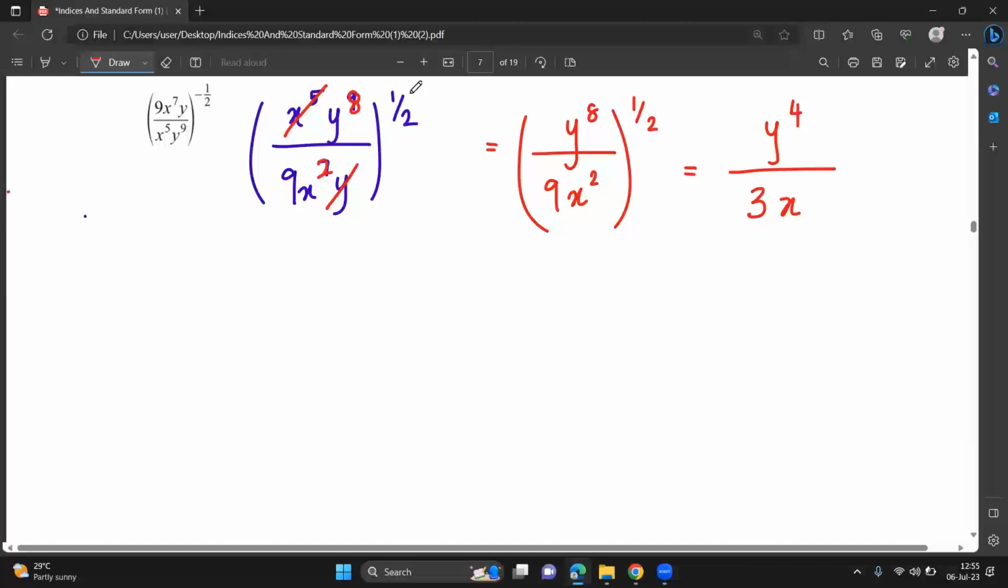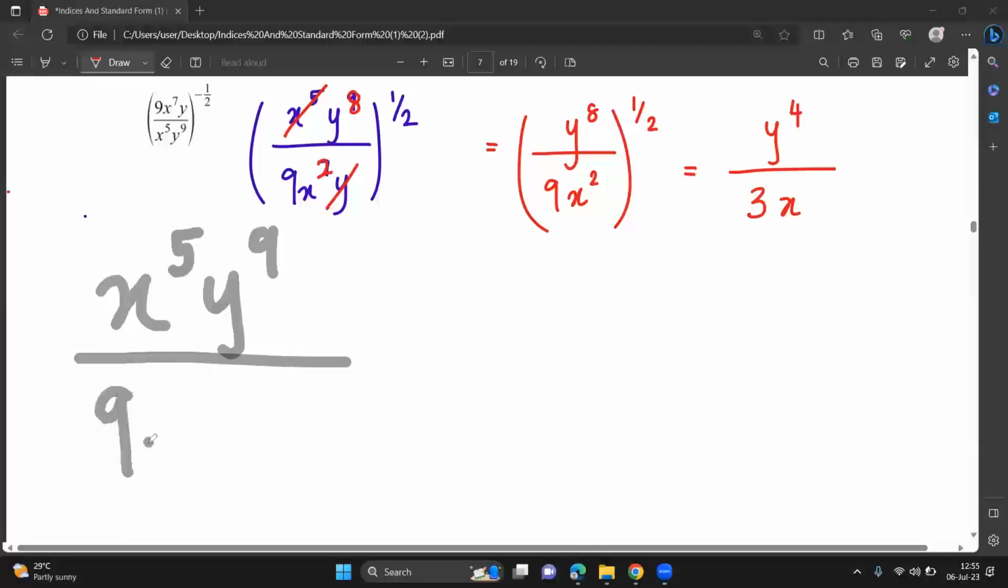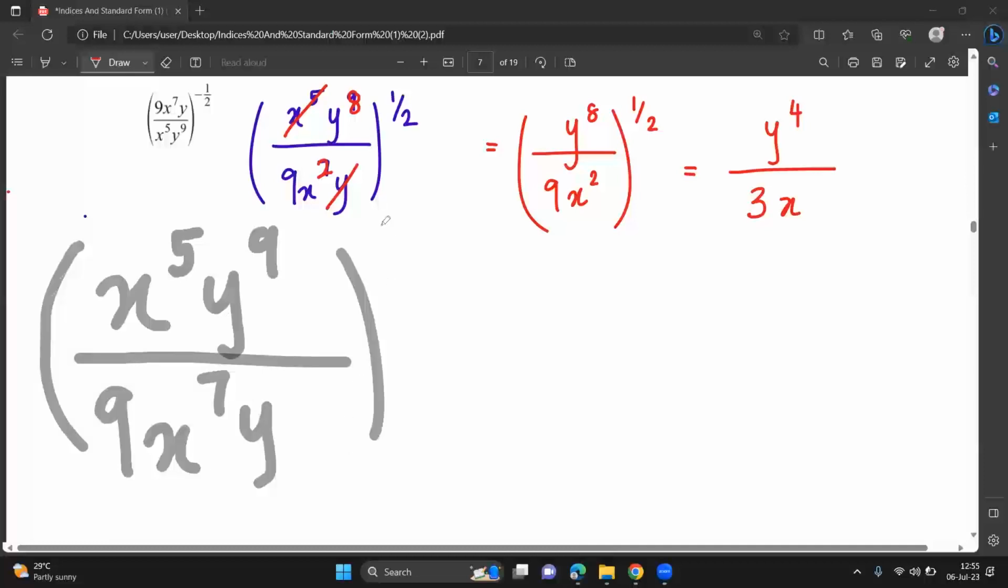Okay, guys, step 1. You have to reciprocate. So when you reciprocate, x5, y9 comes on top. 9x to the power 7y goes down. Yes or no? When you do that, minus half becomes plus half. That's the reason we reciprocate, right? Now tell me, can't you simplify x5 and x7? When you simplify, this becomes a power of 2.